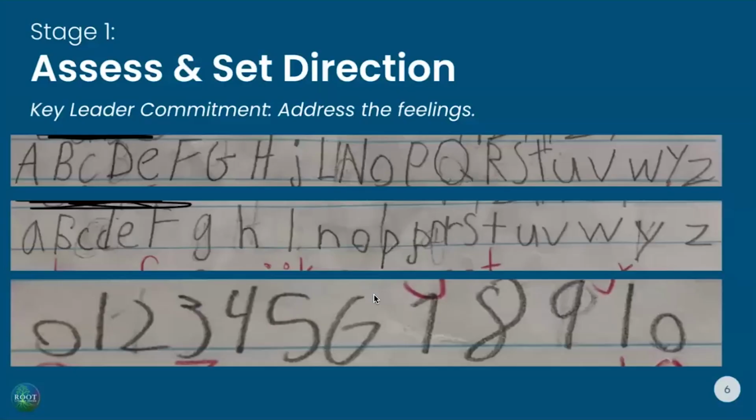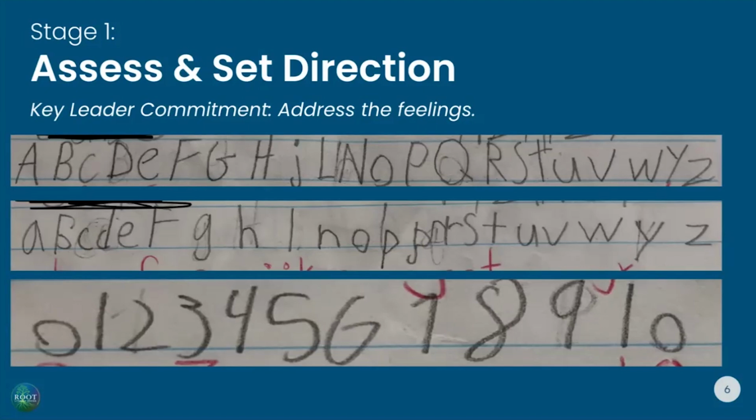All right, and so the first part, though, is about being honest about where you are in the journey, taking an assessment, establishing our baseline, and assessing and setting direction. And one of the things that is really the key leader commitment at this stage is to address the feelings. Once you get real about where things truly are, people feel protective over that, people feel grief for having not supported their students in the way that they would like to.